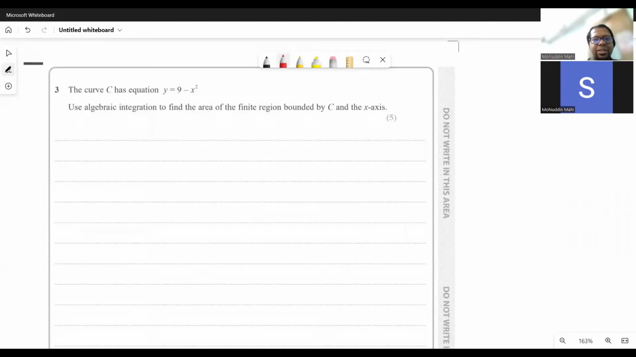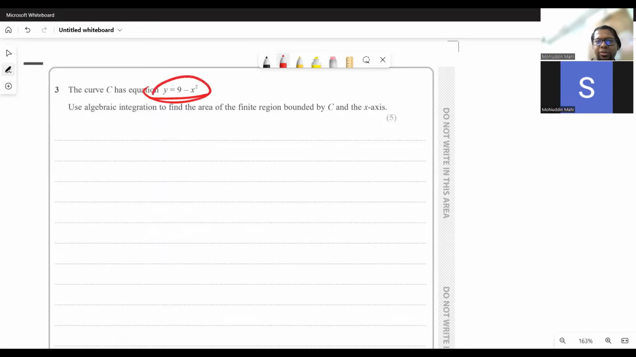The curve C has equation y equals 9 minus x squared. Use algebraic integration to find the area of the finite region bounded by the curve and the x-axis. It's better if you can draw it first, then you won't have any confusion about the limits and whether you are considering the correct area. I mean, whether you're finding out the correct area or not.